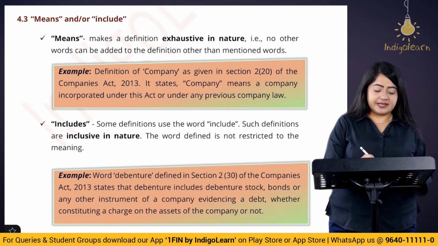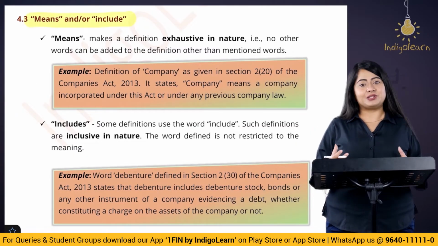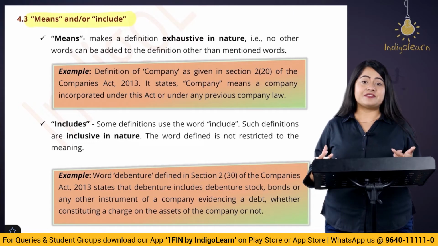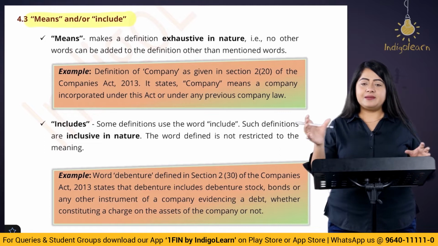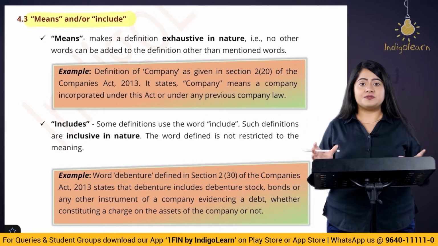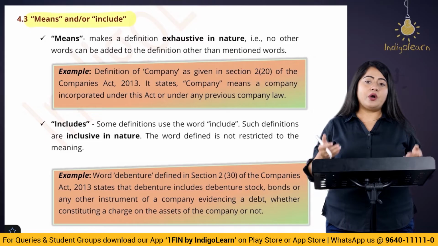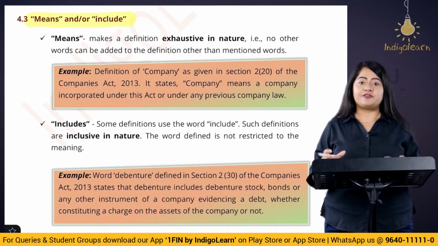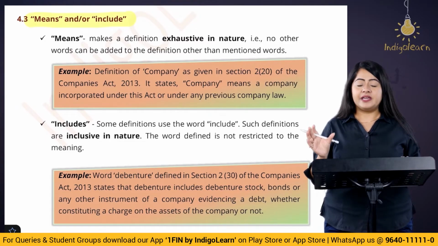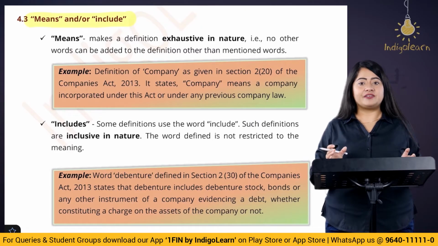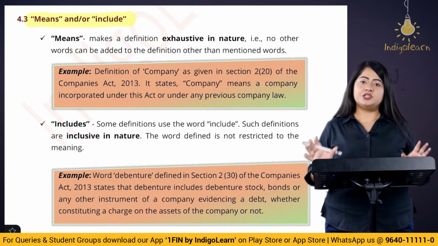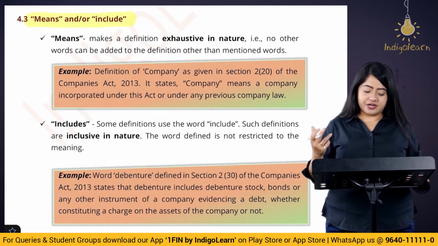Next thing we are understanding is the meaning of means and includes. Now, sometimes in these definitions the word means is used and sometimes the word includes is used. When we say means, it basically makes the definition exhaustive. That means no additional items can be added to the definition of that word if the word means is used. Means basically limits the scope of that definition to the words that are actually used in that definition. Okay, let's try to understand this.